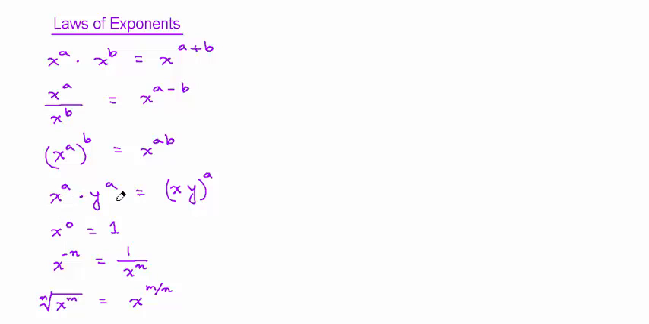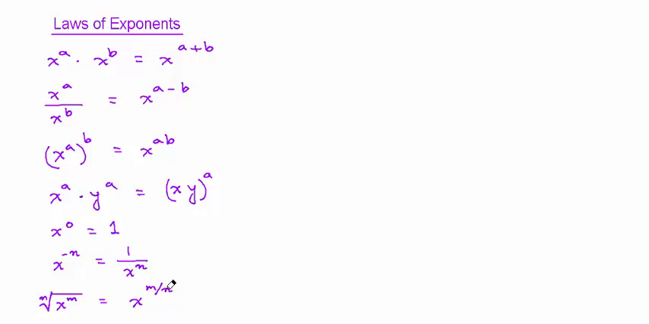If we have two exponents with the same exponent a but on different bases x and y, we can multiply the bases together and raise that product to the common exponent. Anything raised to the 0 is always equal to 1, provided x is not 0. A negative exponent means 1 over the negative turned to a positive. So we have x raised to the negative n is equal to 1 over x raised to the n. And finally, if we take the nth root of x raised to the m, it's the same as x raised to the fraction m over n.